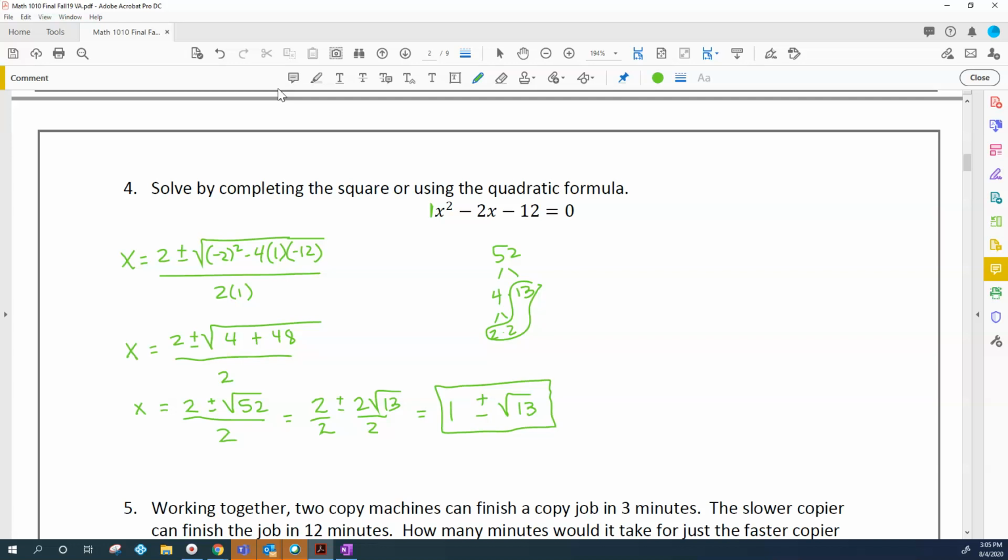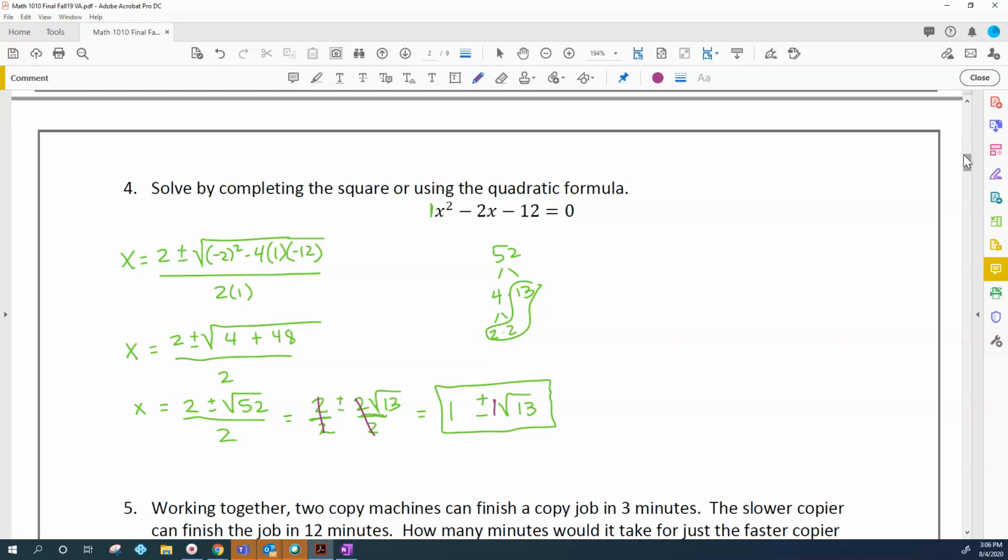And notice how I wrote the 2 underneath both of these. So it was a little bit easier to see that what I'm really doing is 2 divided by 2 is 1, and then 2 divided by 2 is 1. So there's really a 1 out in front of us, but we don't need to put that down, right? And so yes, you have to simplify it as much as you can. So that's a good question.